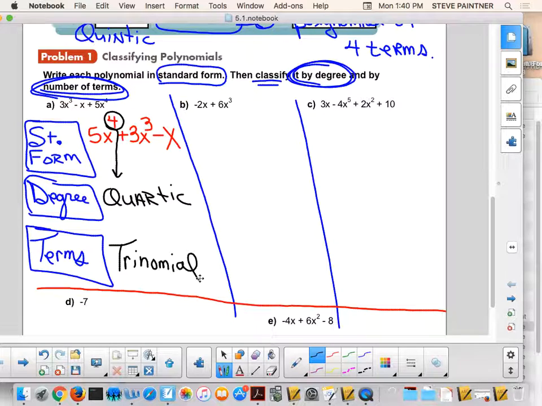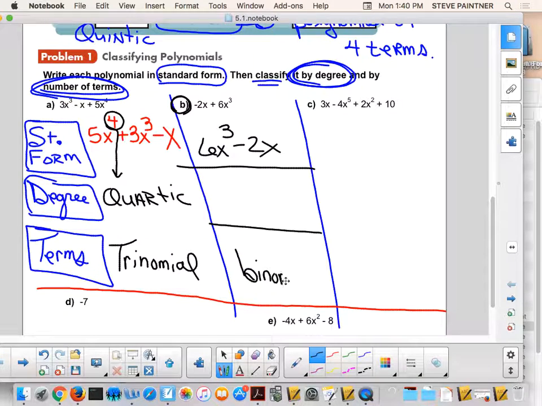That's a lot. You don't know your names, you're going to get so mad at yourself. Because this is not hard. It shouldn't be hard. Standard form. Eric, can you give it to me? B. 6x cubed minus 2x. Followed by degree. Cubic. Is he right? Yeah, he's right. So cubic because of x cubed, and binomial, 2 terms, because he sees a term minus a term.